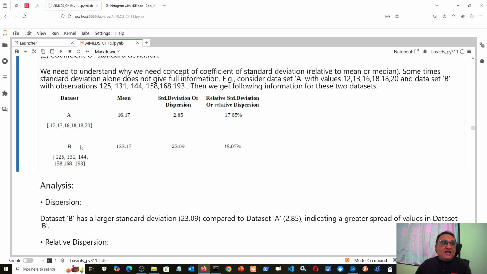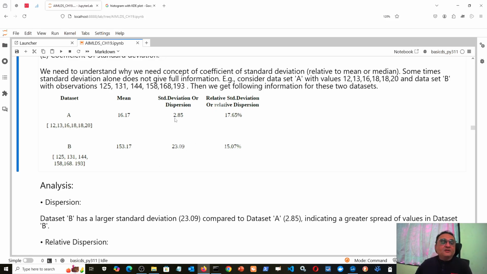In a similar manner, I can take the standard deviation of the other set: 125 minus 153.17, 131 minus 153.17, 144 minus 153.17, 158 minus 153.17, 168 minus 153.17, and 193 minus 153.17. Square all those terms and add them to get sigma of (xi minus x bar) whole square, divided by 5, that is 6 minus 1. That gives the variance. Find the square root of that, and that gives the standard deviation of these observations.